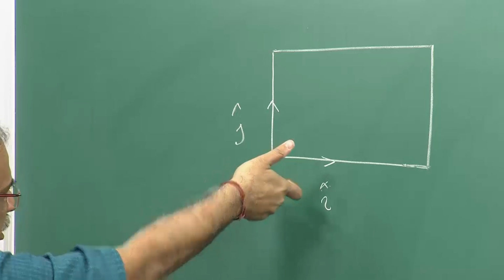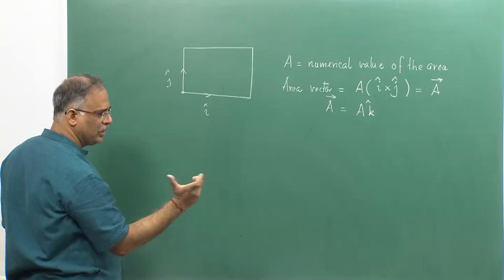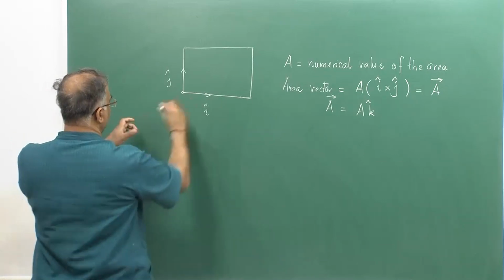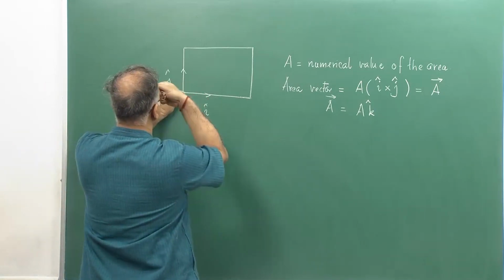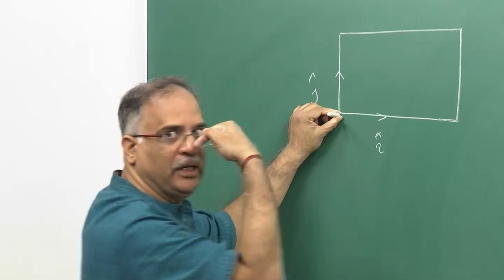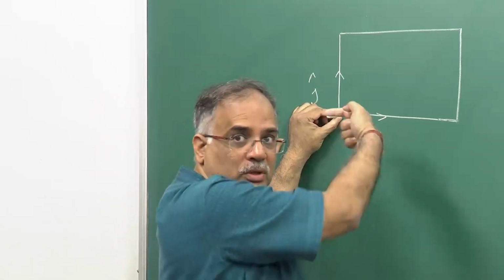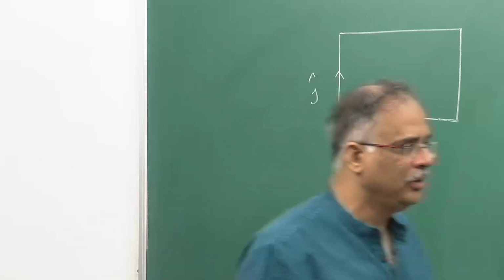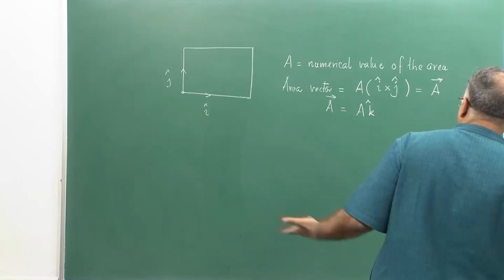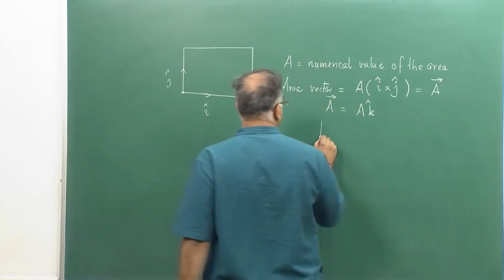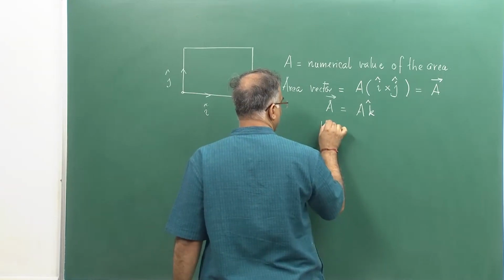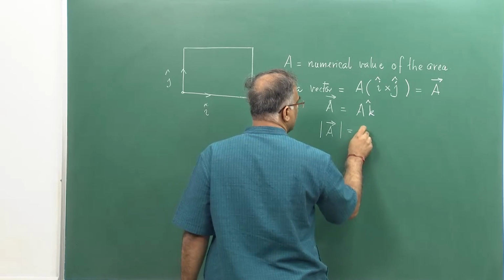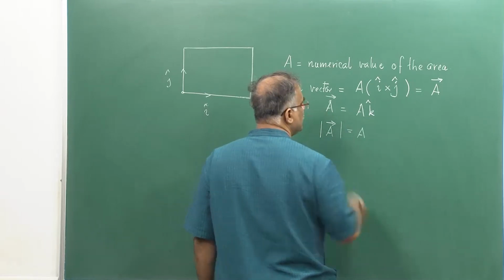So, if you have i cross j, then it is pointing upward. The area vector is pointing towards us, towards my nose, right. That is what is important. If you do the opposite, it will point in the opposite direction. And of course, the modulus, the length of the area vector, is the same as A, because the length of this is 1.